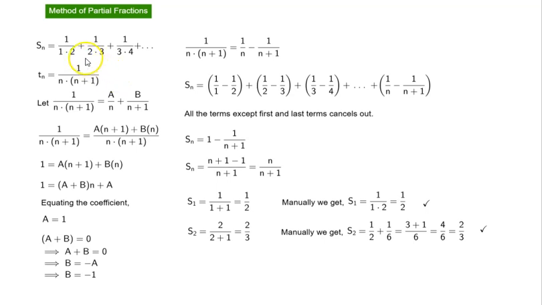Now let's look at another example. We have S sub n is equal to 3 by 1 square times 2 square plus 5 by 2 square times 3 square plus 7 by 3 square times 4 square and so on. What will be the nth term? In the numerator, we have odd numbers starting from 3. In the denominator, we have n square times n plus 1 square. So our nth term is t sub n is equal to 2n plus 1 divided by n square times n plus 1 square. We split the fraction into partial fractions.